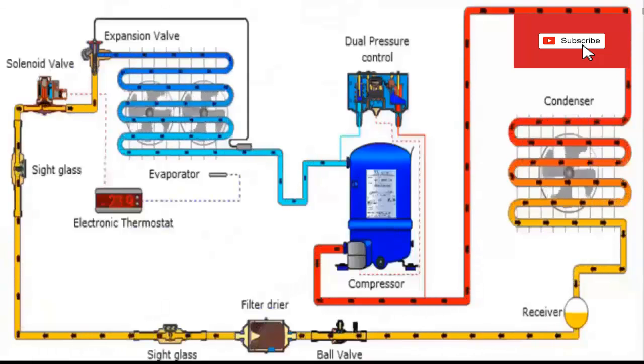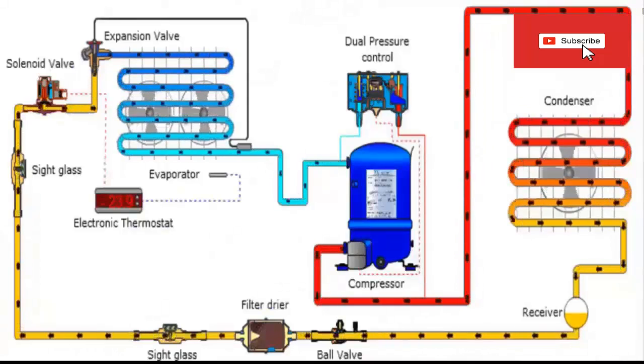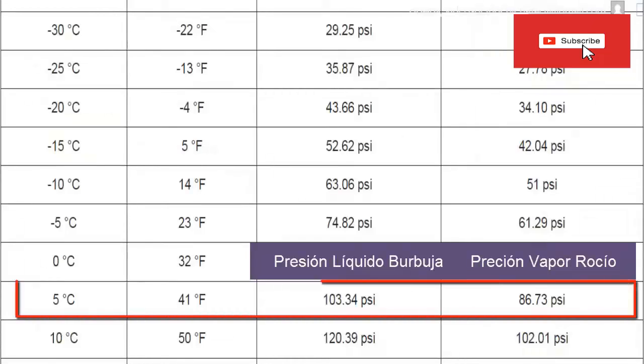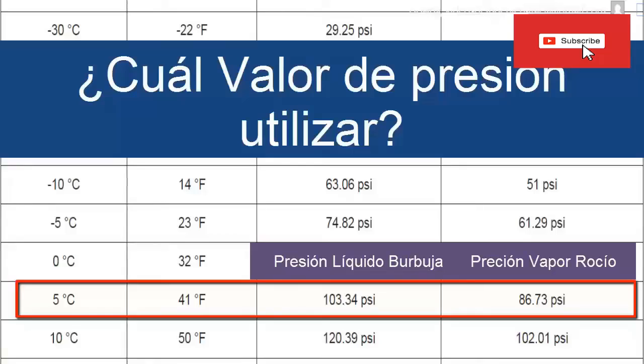To take this slippage into account, we are going to carry out the following analysis. Thus, for example, for an evaporator temperature of 5 degrees C, about 41 degrees F, according to the table, there are two pressure values. Absolute bubble or liquid pressure equal to 103.34 psi and vapor or dew pressure equal to 86.73 psi. At this moment the question arises, which pressure to select to work? The answer will depend on which part of the evaporator you want to achieve the selected temperature, that is, 5 degrees C or 41 degrees F.